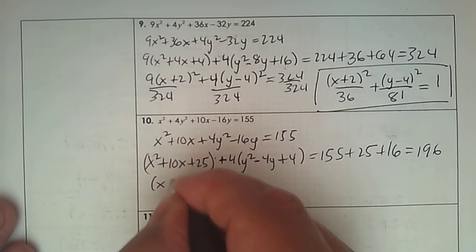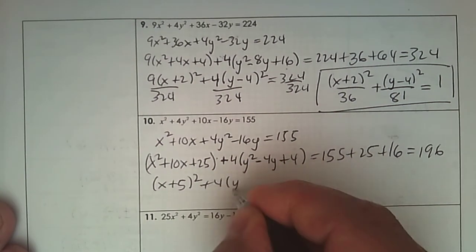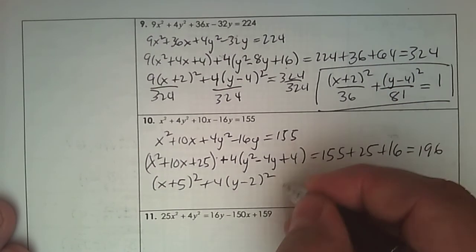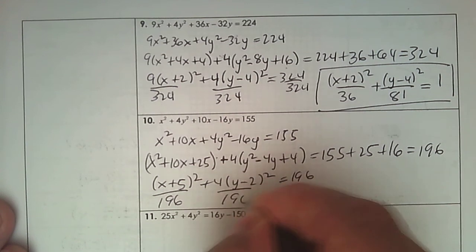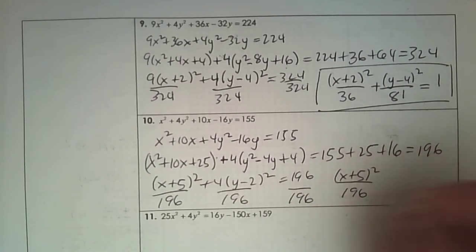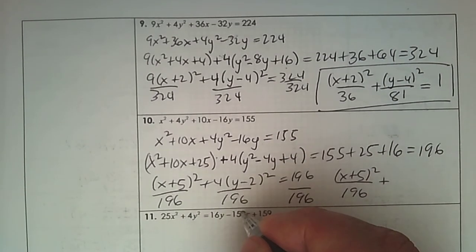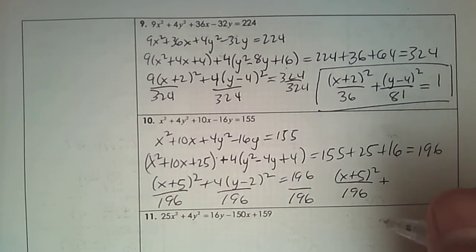Then you're going to factor. So this is x plus 5 squared. This is y minus 2 squared. And that's equal to 196. And then the last step is to divide everything by 196. So I have x plus 5 squared over 196 plus, 4 does go into 196 evenly. If it was 200, it would be 50. So 1 less than that would be 49. And that's equal to 1.